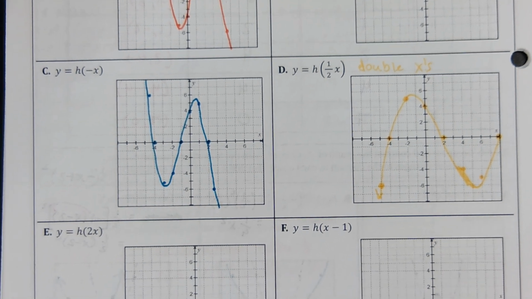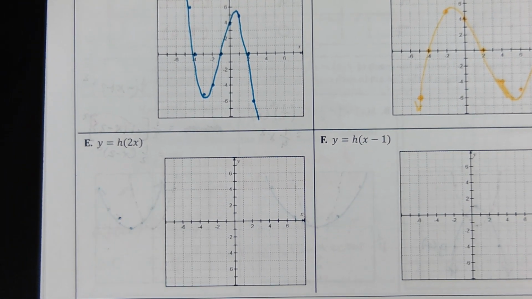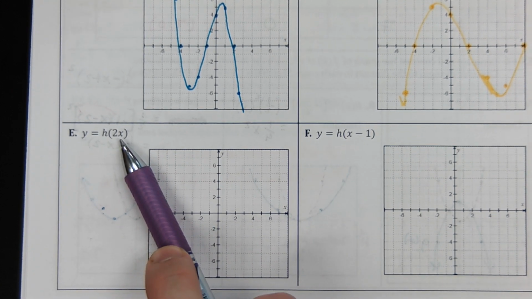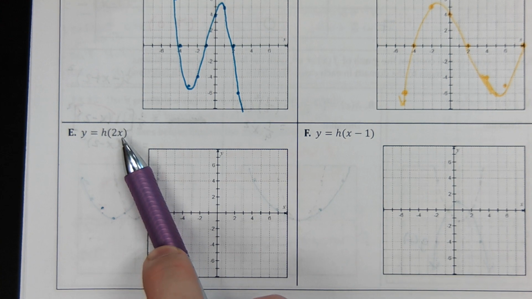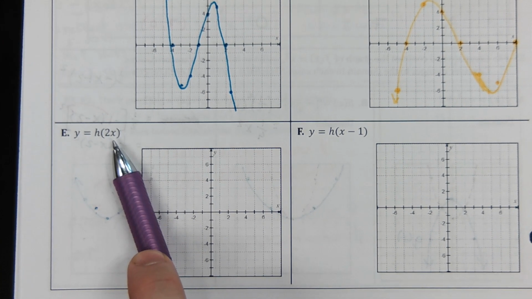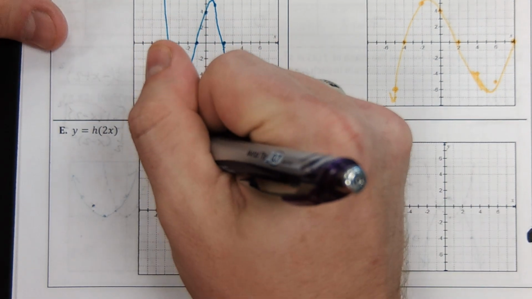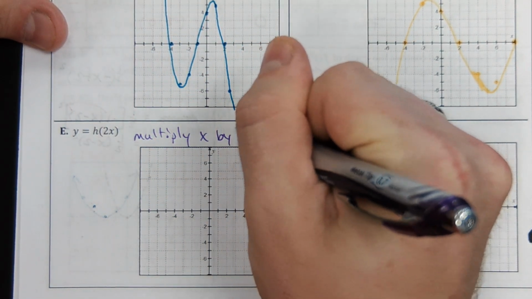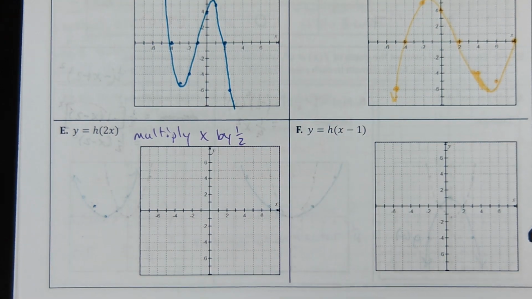Now this one, I'll use purple. It's going to look like black a little bit. This one looks like you're doubling your x's, so you're not. So I'm tired of drawing these things because I think we get it by now. This one is divide the x values by 2, or multiply the x's by 1/2. What is that going to look like? It's going to be a skinnier graph because you're multiplying by 1/2.